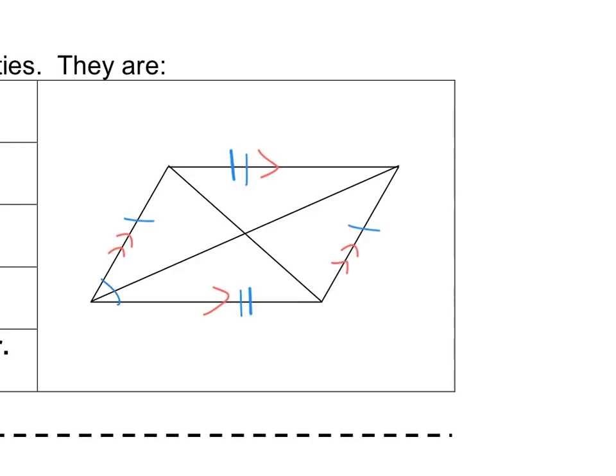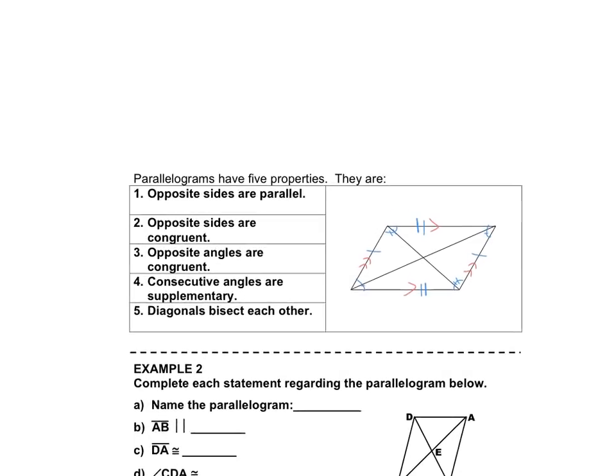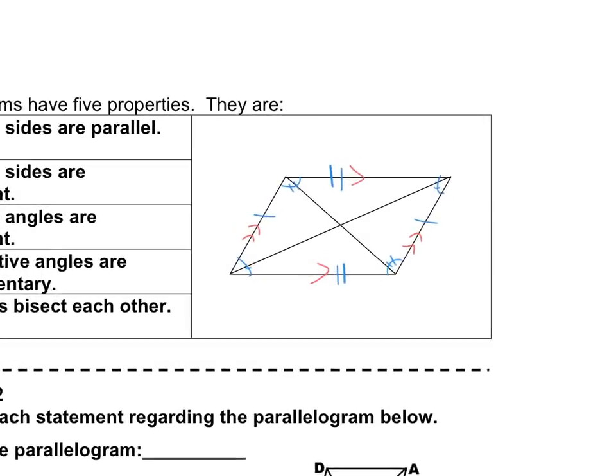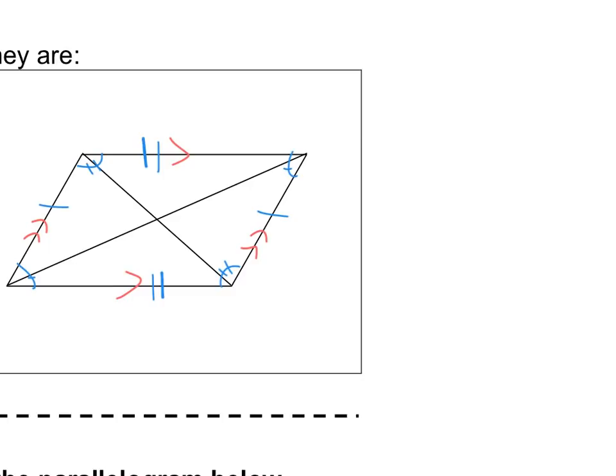Opposite angles are congruent. So this angle and this angle are opposite. They're congruent to each other. This angle and this angle are opposite. They are also congruent to each other. Let's see, our next one is that consecutive angles are supplementary. So I'm just going to kind of draw a little thing here. I'm going to say if I took these two angles, they're supplementary.